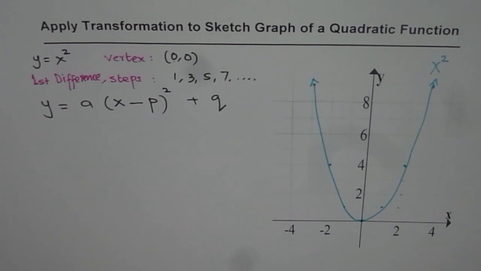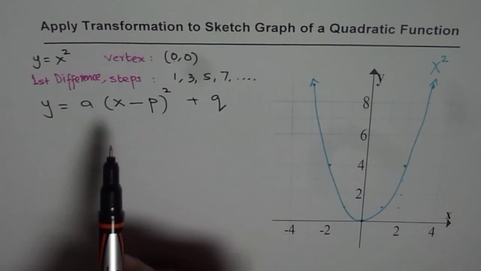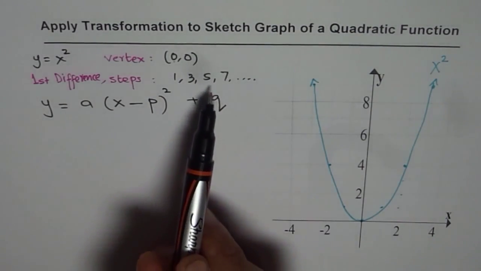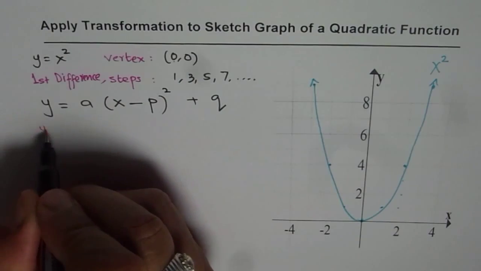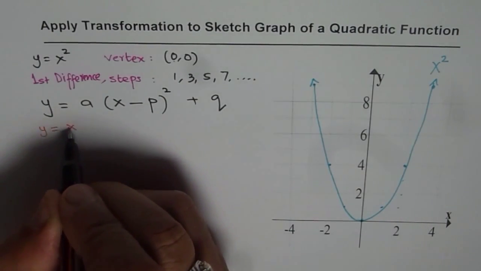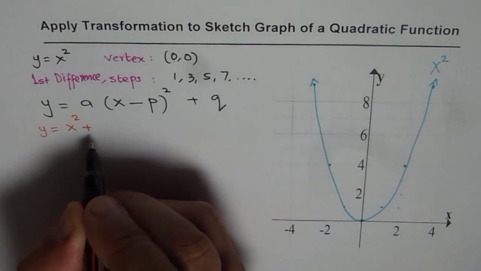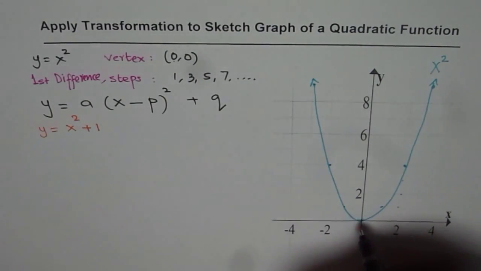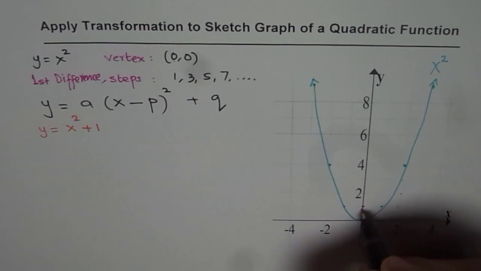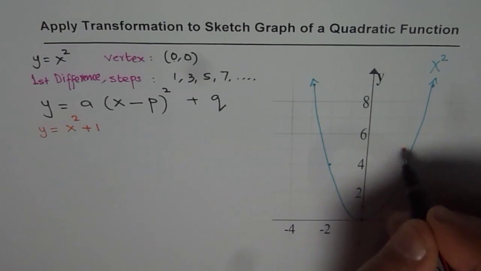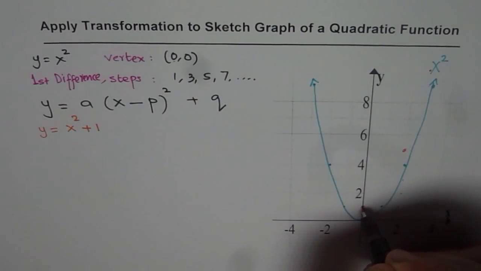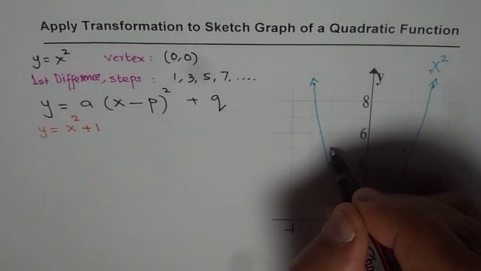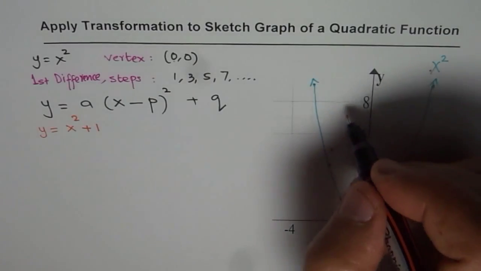Okay, now using transformation, let us say that to be the first part. Let us think about a transformed function where the p-value is 0, and the graph is translating up or down. That means we have a graph which is y equals x squared plus, let us say, 1. In that case, the graph moves 1 unit up. So every point moves 1 unit up, but it is exactly the same shape.